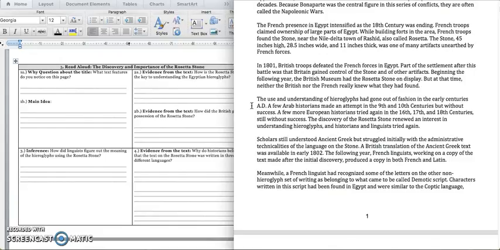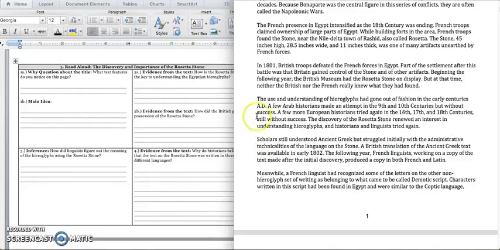The discovery of the Rosetta Stone renewed an interest in understanding hieroglyphs, and historians and linguists tried again. Scholars still understood ancient Greek, but struggled initially with the administrative technicalities of the language on the stone. A British translation of the ancient Greek text was available in early 1802. The following year, French linguists working on a copy of the text made after the initial discovery produced a copy in both French and Latin.